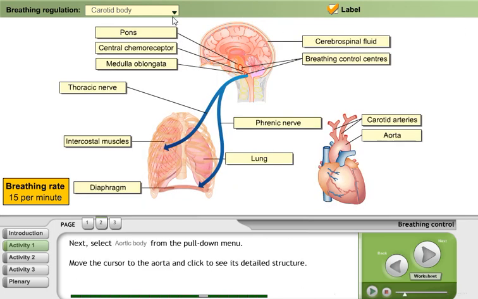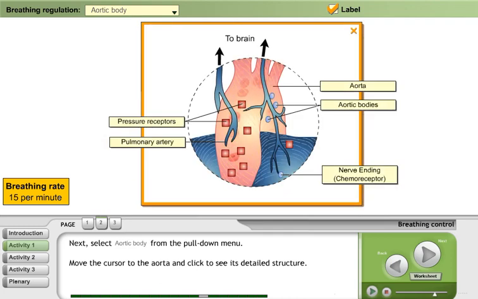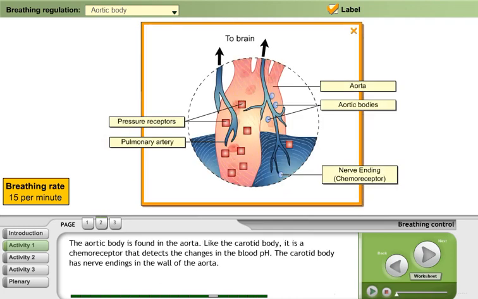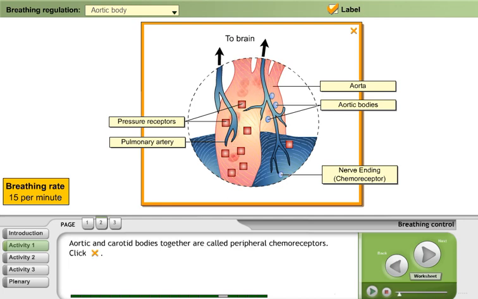Next, select Aortic Body from the pull-down menu. Move the cursor to the aorta and click to see its detailed structure. The aortic body is found in the aorta. Like the carotid body, it is a chemoreceptor that detects the changes in the blood pH. The aortic body has nerve endings in the wall of the aorta. Aortic and carotid bodies together are called peripheral chemoreceptors. Click Close.